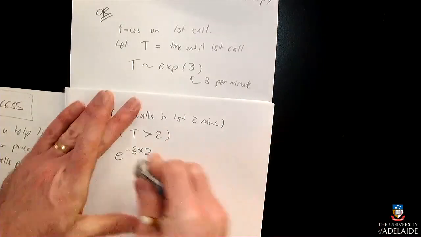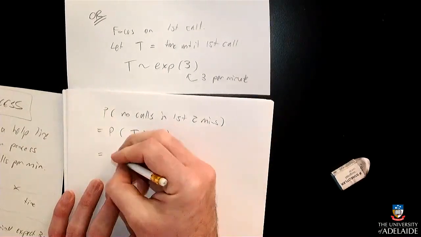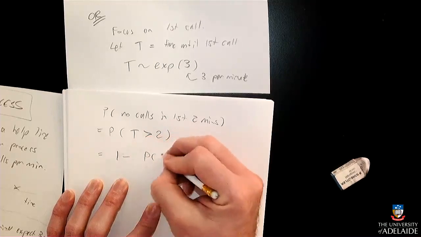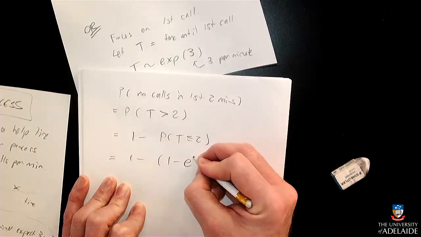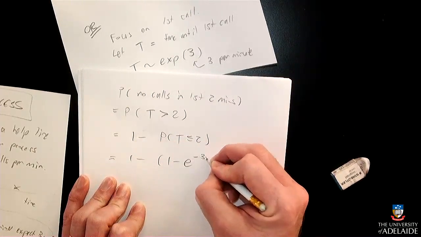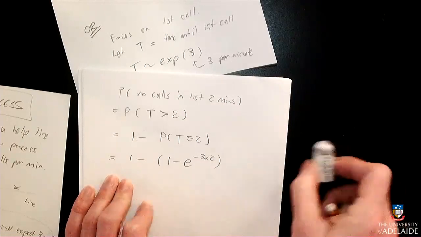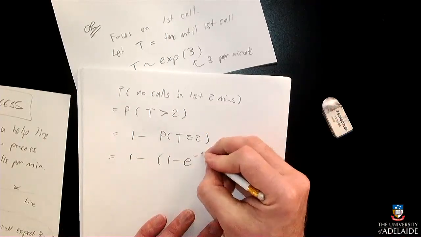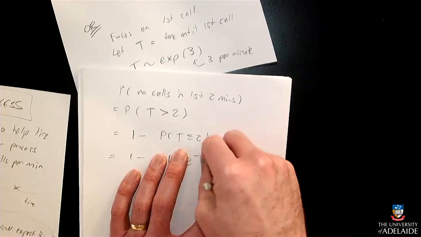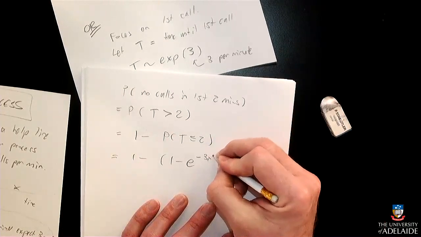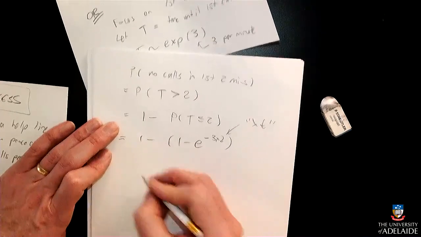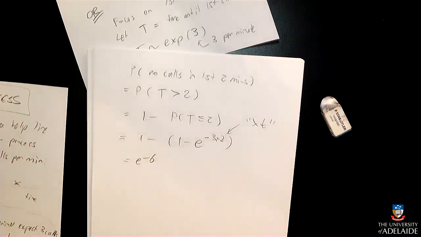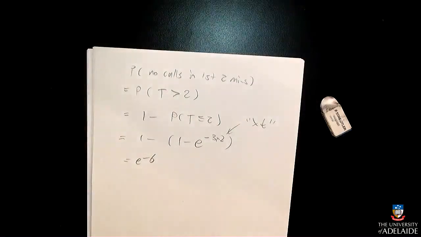If you really want to, you could do it this way. If you really wanted to be all specific, this would be 1 minus p t is less than or equal to 2, which is 1 minus e to the minus lambda t. I'm just going to put the lambda t in there so you can do that. That's like lambda t, which is minus 6, which is what we had before. So either way would have worked. Okay?